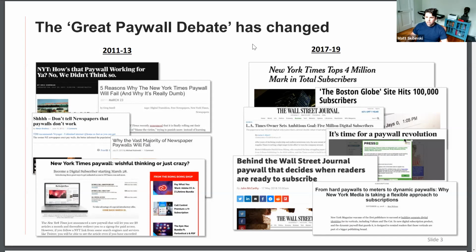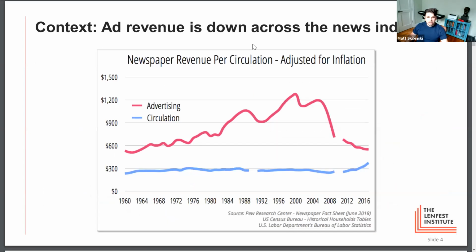And so that's sort of the context we're having this in. The other piece of context is that, of course, ad revenue, both in print and digitally, if you take them combined at least, is down. You can't have a presentation to a group like this without having at least one depressing chart about ad revenue. So here it is.